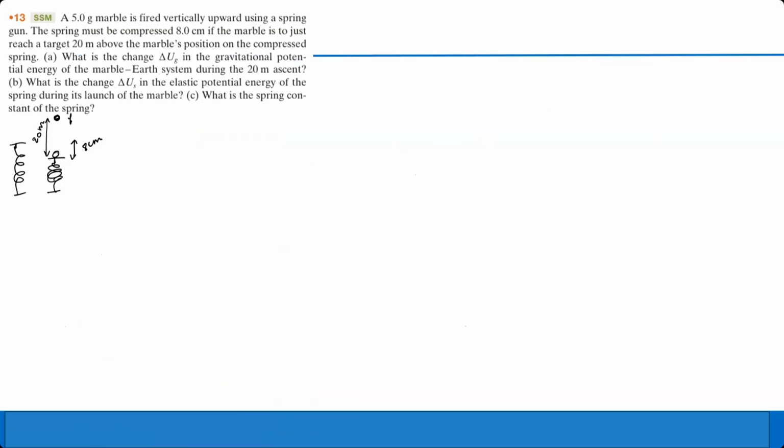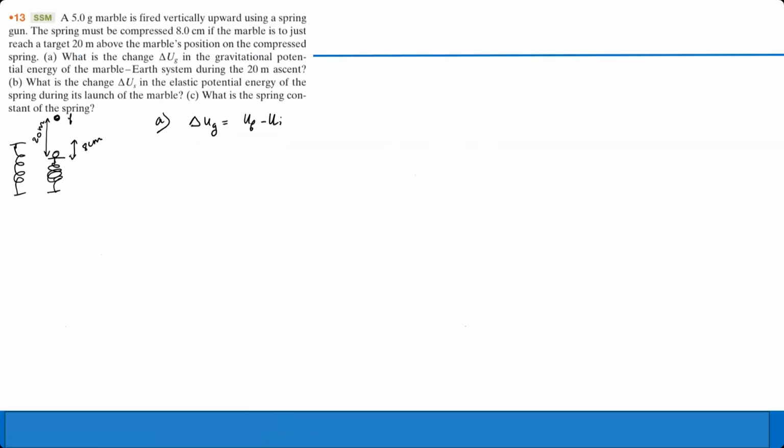What is the change, delta U, in the gravitational potential energy of the marble-Earth system during the 20-meter ascent? That's a nice question, pretty easy. I want the change in the gravitational potential energy. This is U final minus U initial.